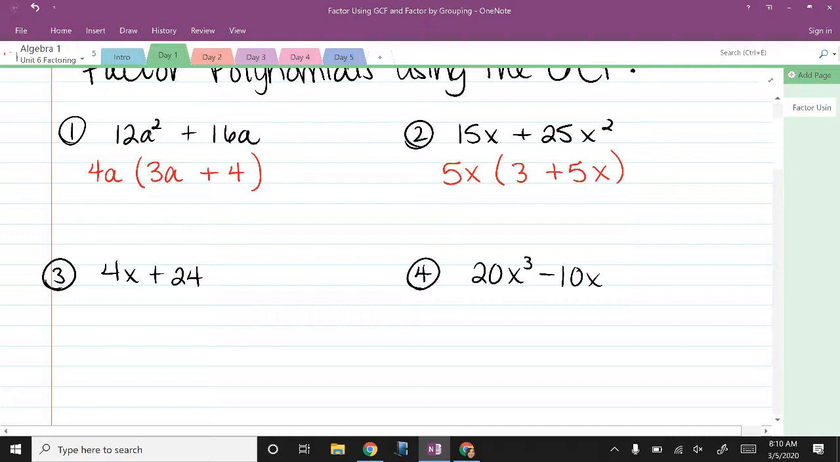Yeah, you have to know your times tables, and you have to know your exponent rules, because you're doing the opposite of multiplying your exponents. You're good. All right, number 3.